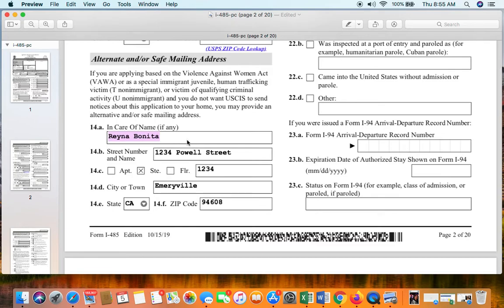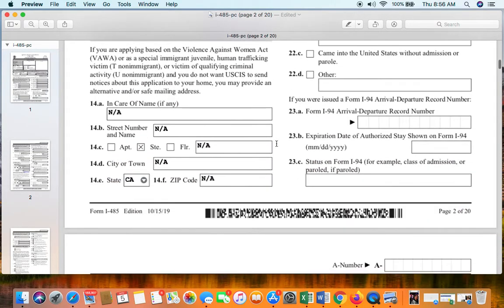If you are not applying under a VAWA section, you can just put NA on this. You can put NA if you are not applying under VAWA. It means it's not applicable to you. And then let's go to recent immigration history.